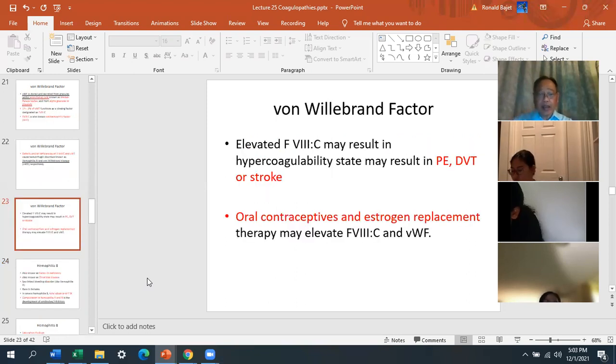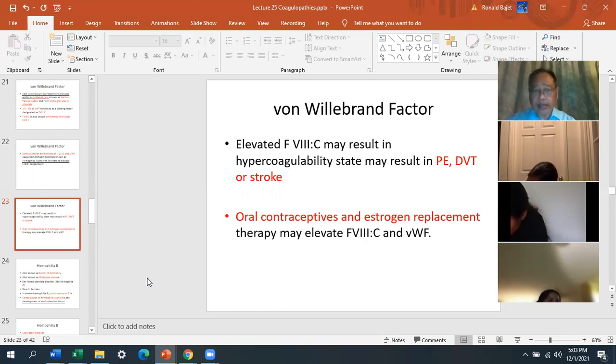Elevated 8C may cause hypercoagulability. Remember, if you have an excess of a factor, for example elevated 8C, it can result in hypercoagulability. So if you have hypercoagulability, then you'll have an increased tendency to form a clot. You'll form a clot with regular 8, but if you have an excess or elevated amount of factor 8, then that can cause you to have hypercoagulability.